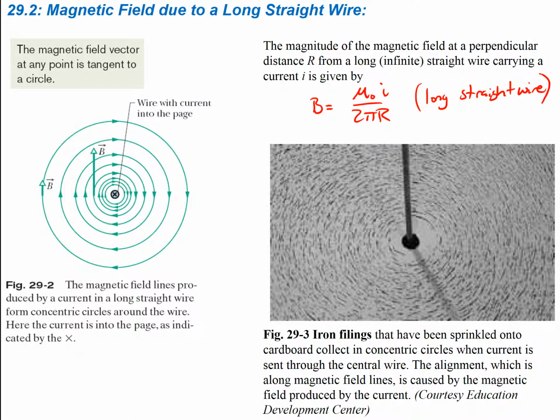But before that, I just want to look at the iron filings that have been sprinkled onto a cardboard. They collect in concentric circles when current is run through this central wire that goes down through the middle here. The alignment, which is along the magnetic field lines, is caused by the magnetic field produced by the current. Basically, these little iron filings are going to be induced to have a magnetic dipole produced in them, where you have a north and south pole, and they're going to line up along the magnetic field lines.